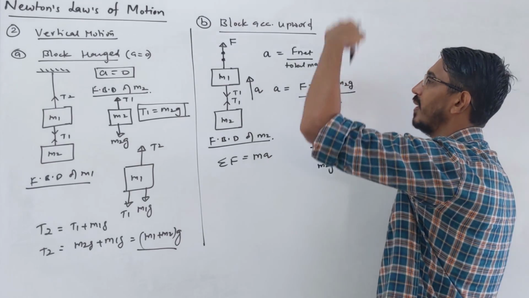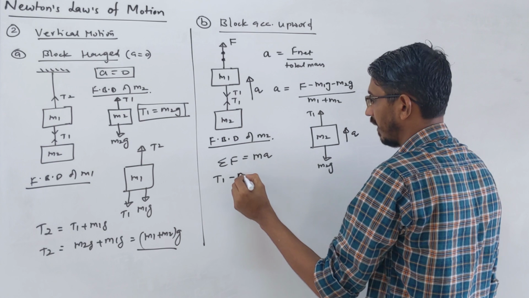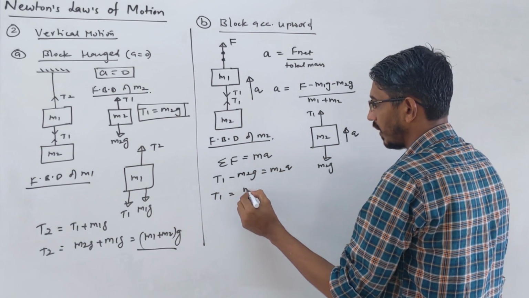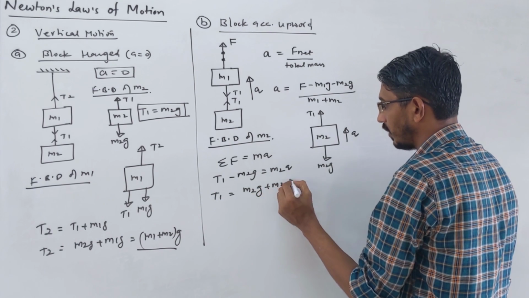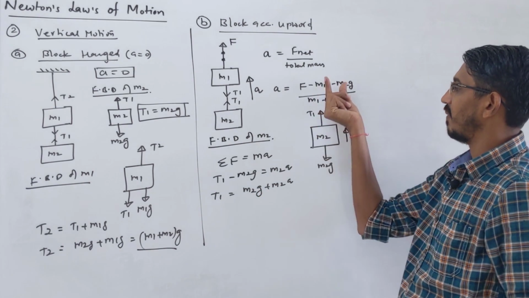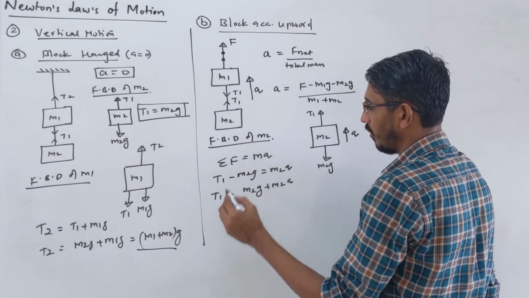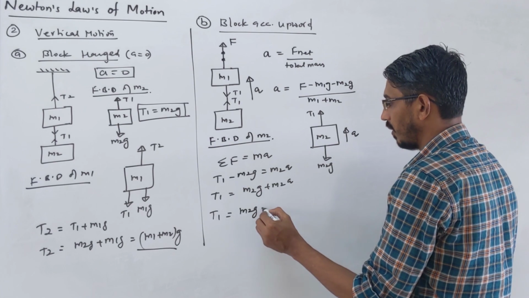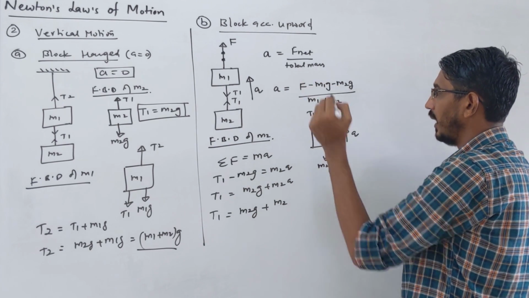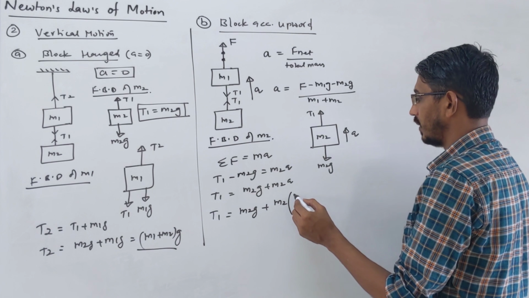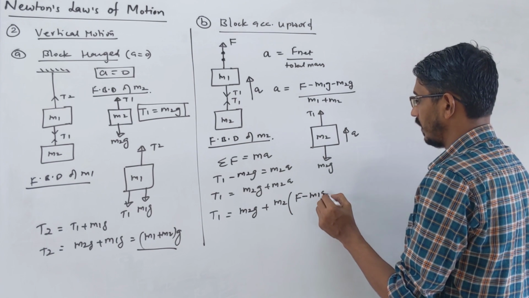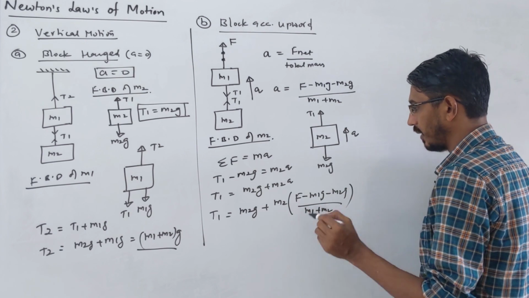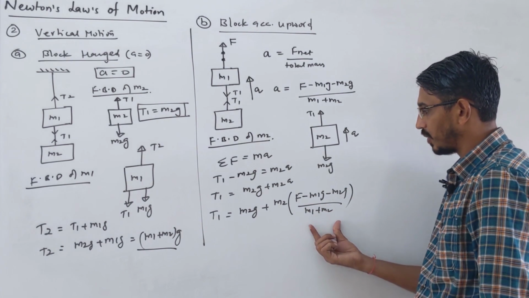So which force is big? T1 is big because we are moving upward, let's say. So T1 minus m2g is equal to m2 into A. Or tension will be simply m2g plus m2 into A. A we have already calculated here, right? So that value you can put here. T1 is equal to m2g plus m2 times, when you put A here, watch carefully, it becomes F minus m1g minus m2g by m1 plus m2. Clear? Yes.